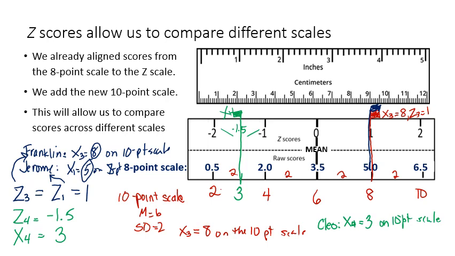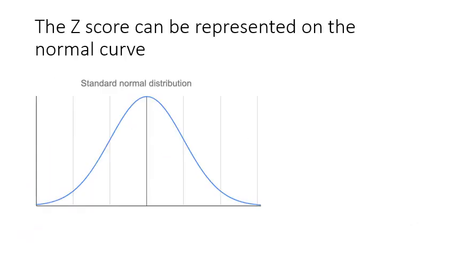So we'll go through and do some more examples. We also know that the z-score can be represented on the normal curve, and this is our standard normal distribution. What we're going to do at this point is work with another simple distribution. Let's call it a fitness test. That's the data that we'll work with.